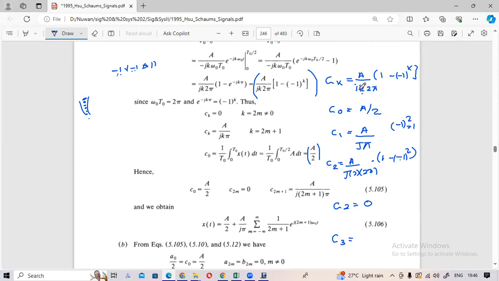Correct? Instead of this k, you have to apply 3. Apply 3 here and 3 here.